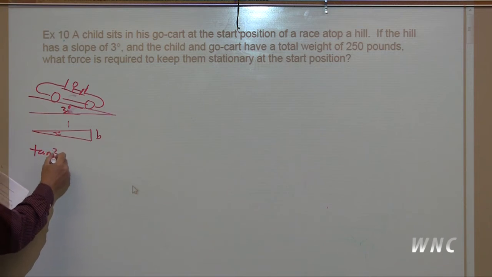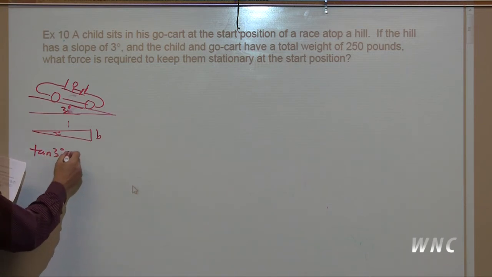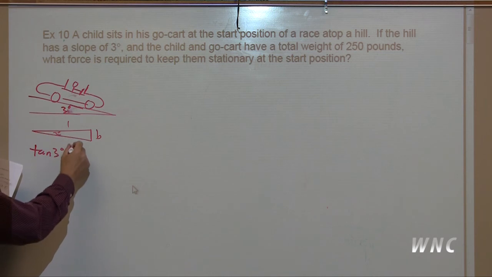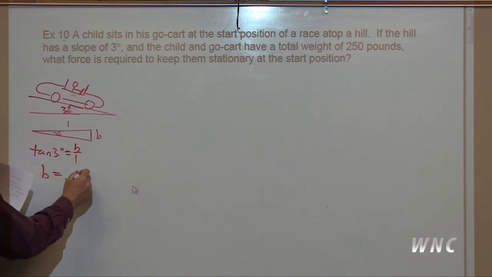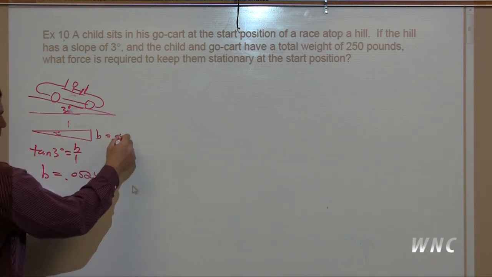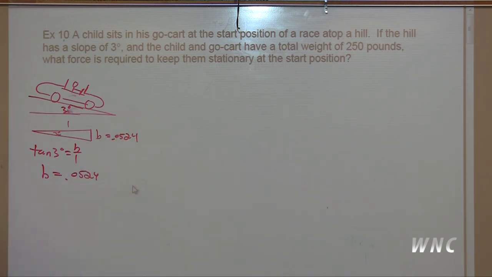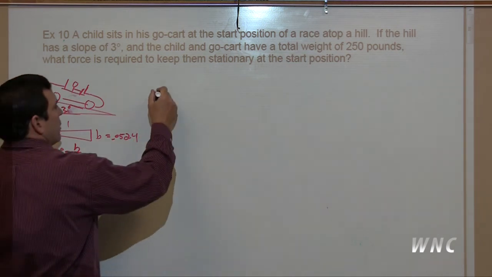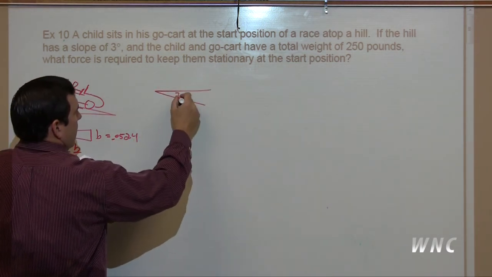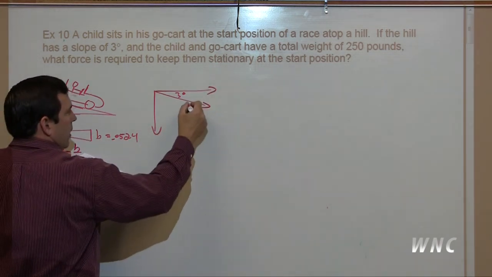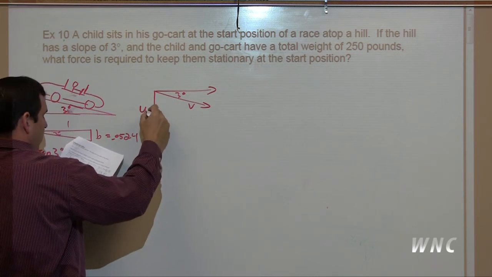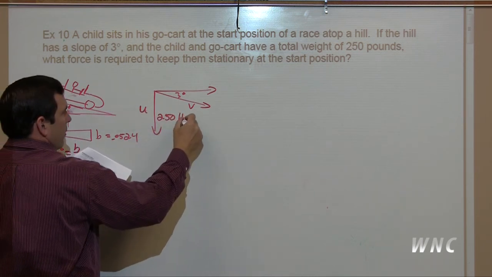Tangent of 3 degrees is going to be opposite over adjacent, B over 1. So that B equals 0.0524. I write that because this gives us a relationship between these two, the horizontal and the vertical. So in our system here, I'm exaggerating the 3 degrees on purpose. If this is our actual vector v, here's our u, this is 250 pounds going down to the earth.